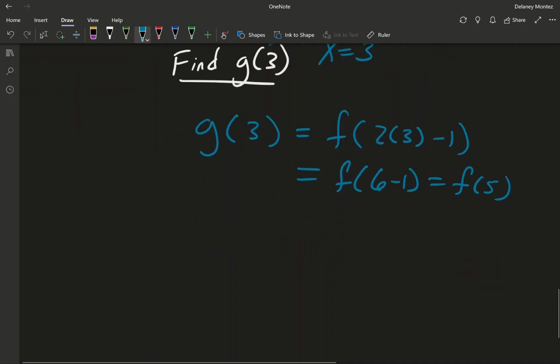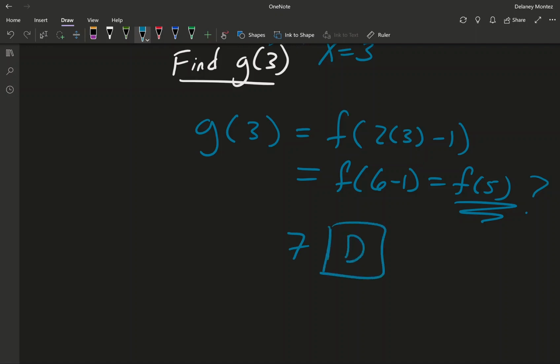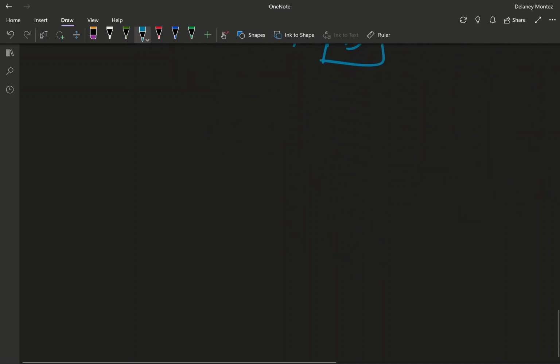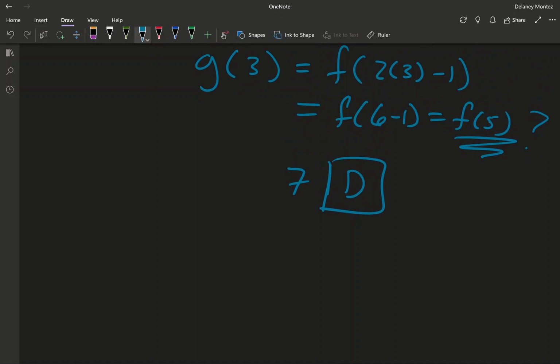If I go to my chart, what does f of 5 equal? Well, f of 5 is just going to be 7, or choice D. So D would be the right answer. Looking at that chart, we want to find what f of 5 equals, and it says f of 5 is 7.